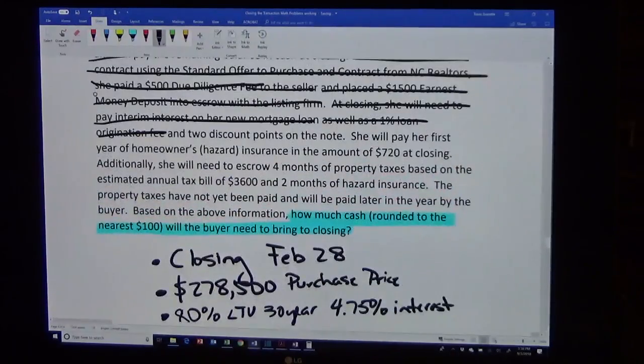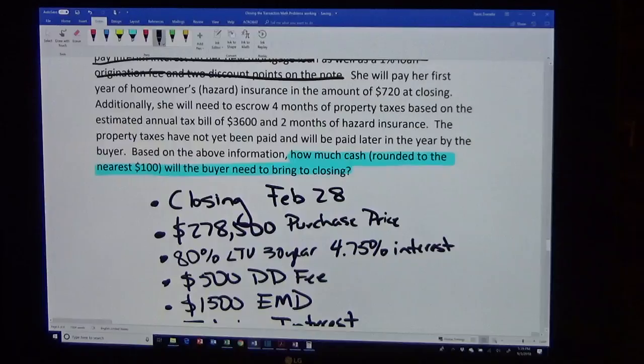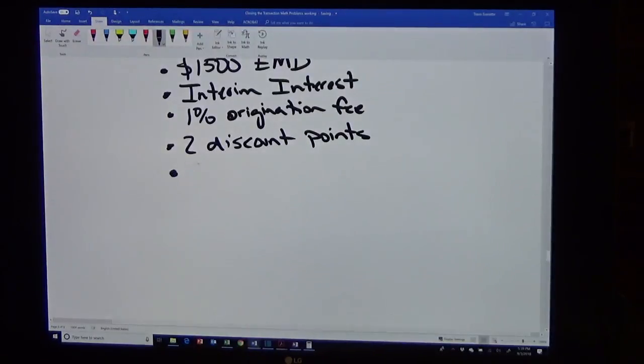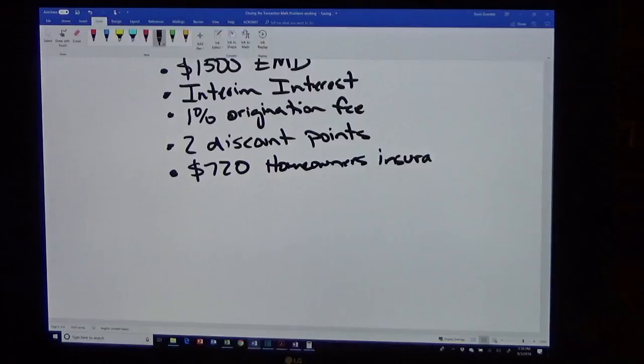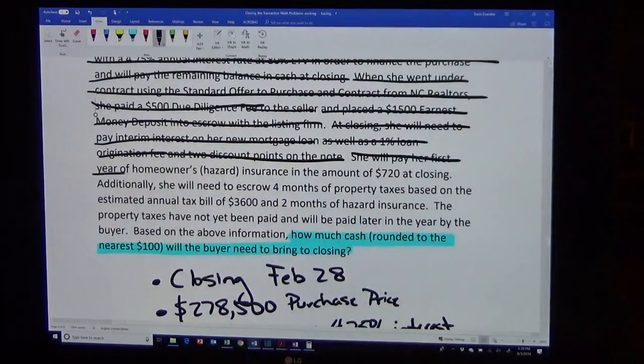Again, we're just doing this to make sure we don't miss anything. She will pay her first year of homeowner's hazard insurance in the amount of $720 at closing. So that's a bullet point. She's going to pay at closing, which is what we're doing, $720 in homeowner's insurance. Okay, mark that out.